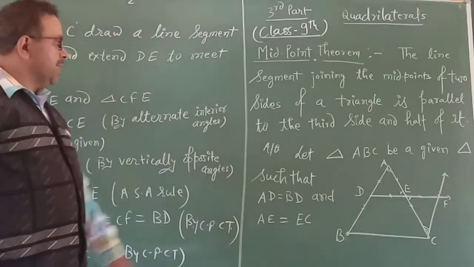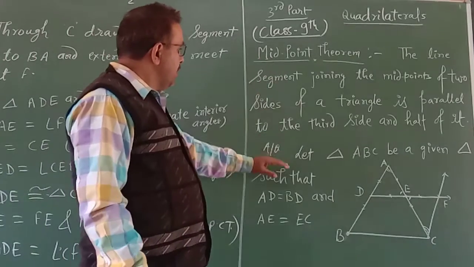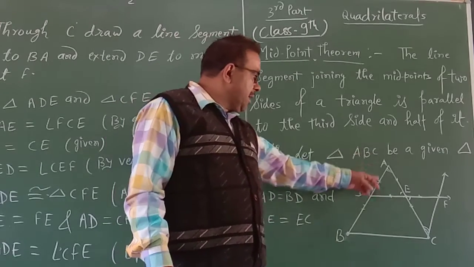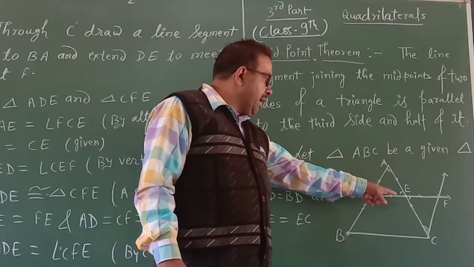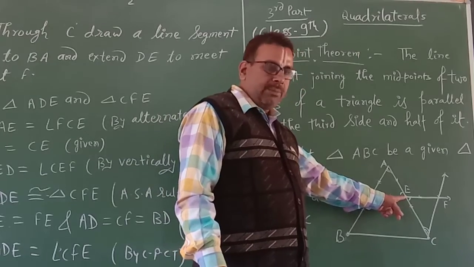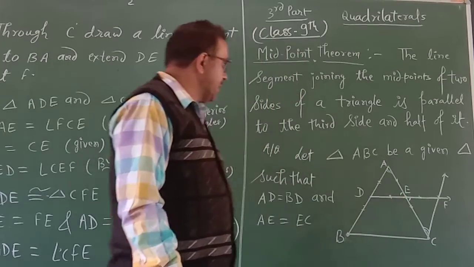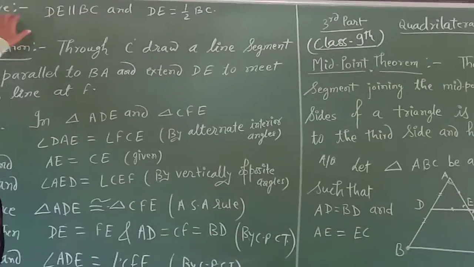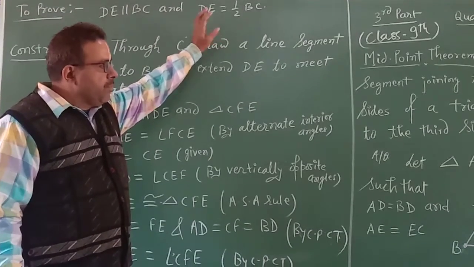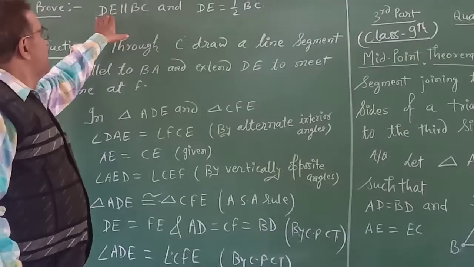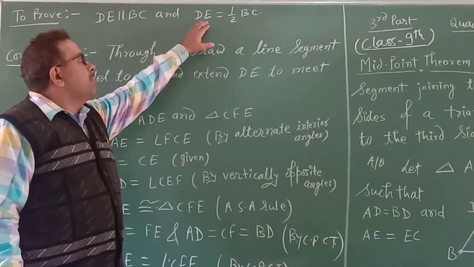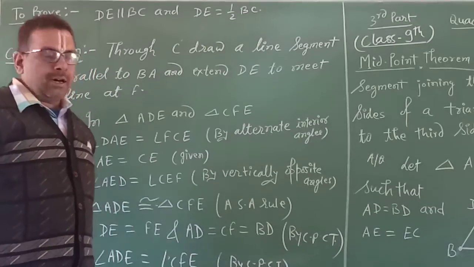To prove this, according to the theorem, let triangle ABC be a given triangle such that AD is equal to BD and AE is equal to EC. We are given that D and E are respectively the midpoints of AB and AC. Now we need to prove DE parallel to BC and DE equal to half of BC. In your textbook only DE parallel to BC is given, but you should also know that the length, meaning the magnitude, of DE is equal to half of BC.